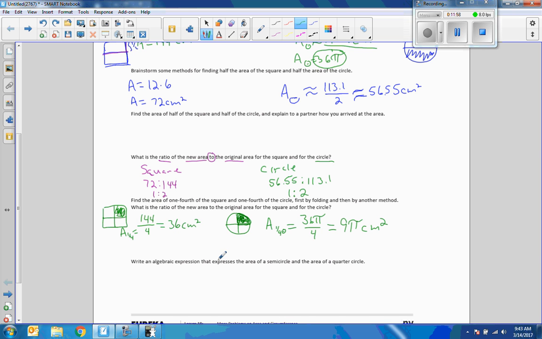Now it says write an algebraic expression that expresses the area of a semicircle and the area of a quarter circle. Okay, so semicircle, meaning half circle, will be area equals 1/2 pi r squared. Okay, quarter circle, the area would equal 1/4 pi r squared.